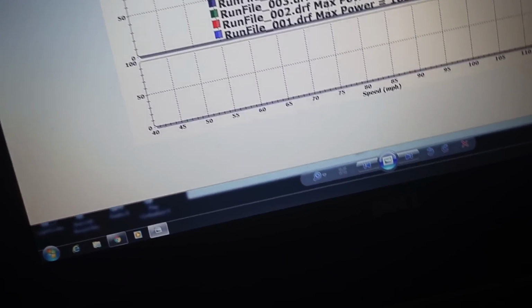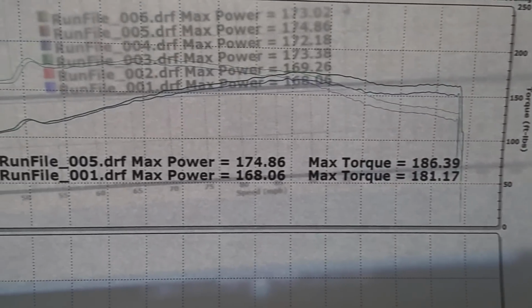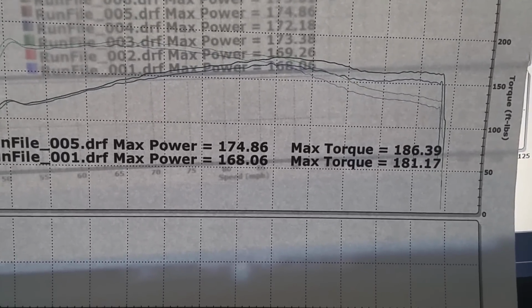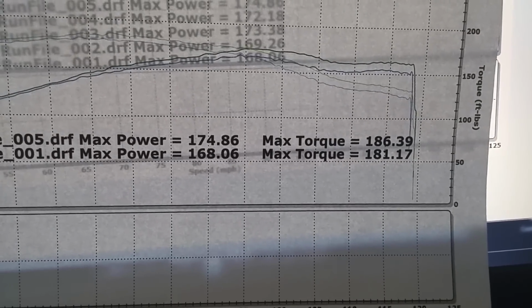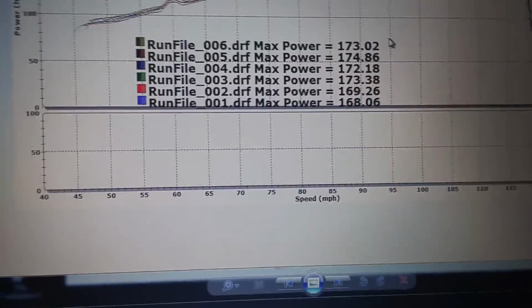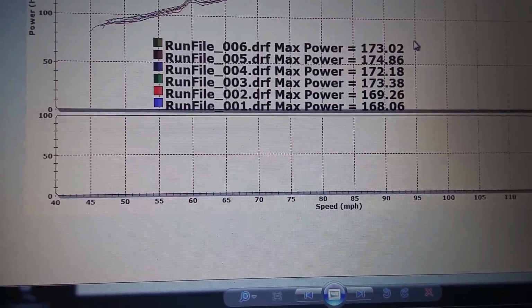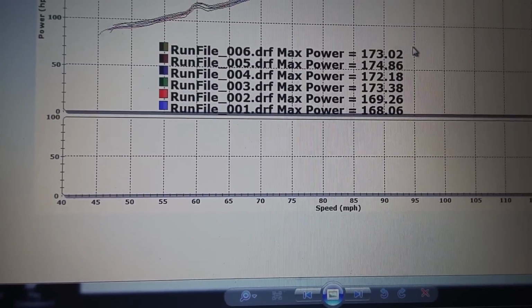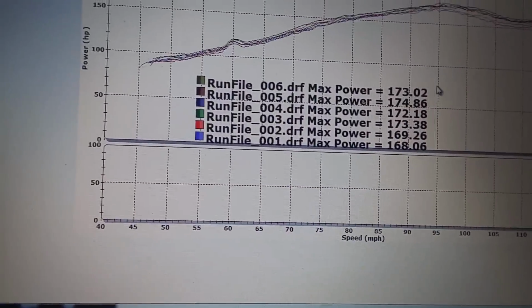To give you an idea of the definitive numbers here, here's the separation: the max power of 174.86, so almost 175, to 168, and max torque of 186 to 181. It's really showing that adding the graphene into the engine by a certain ratio, to be very specific and scientific, will increase the horsepower in the motor.